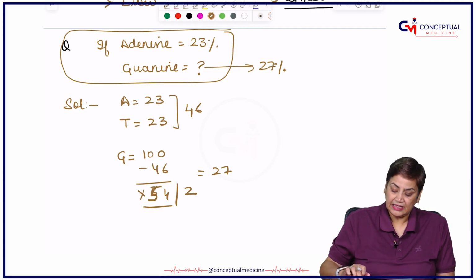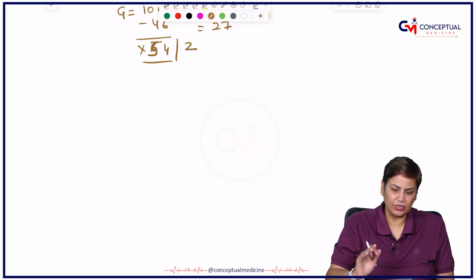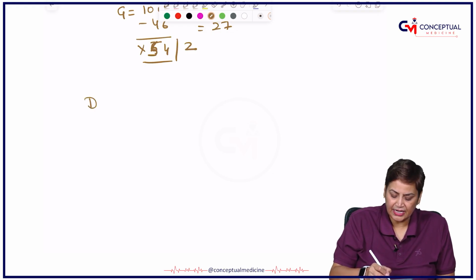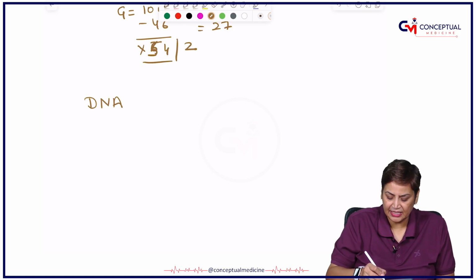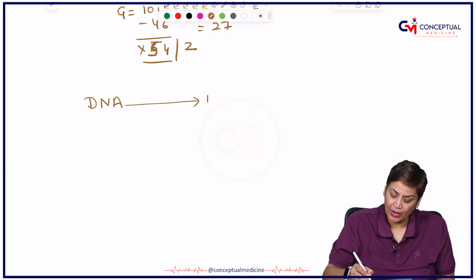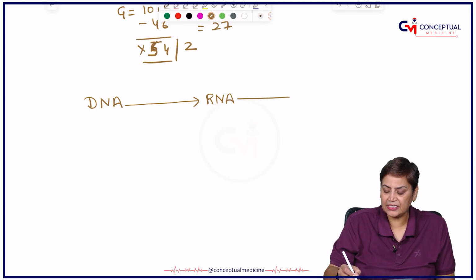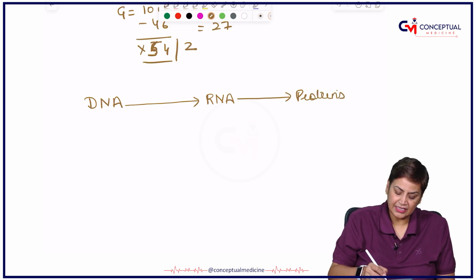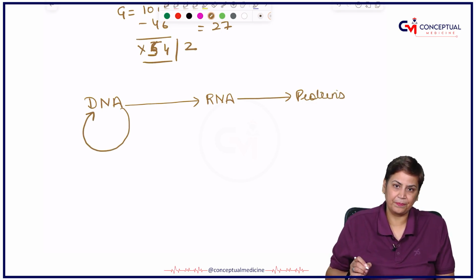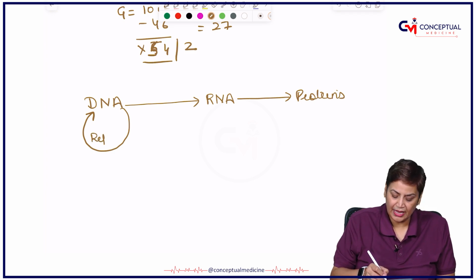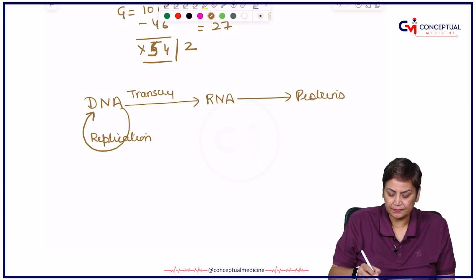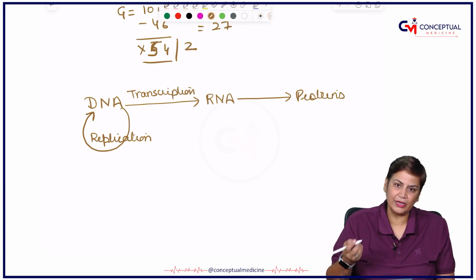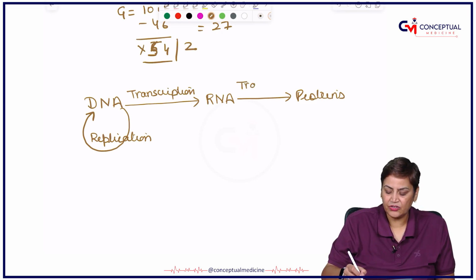Then this DNA, once it is produced, undergoes the central dogma of information, which means that this DNA can be converted into RNA. And this RNA is going to translate the information in the form of proteins. And this DNA can be converted back into DNA. So this process is known as replication. Formation of RNA from DNA is known as transcription. And formation of proteins is known as translation.